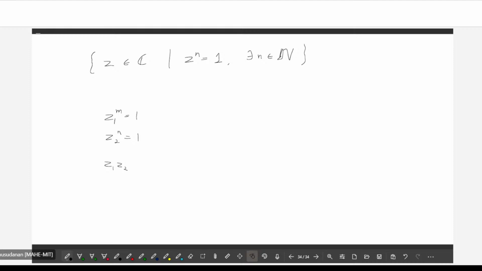It's an infinite group. Yes, because if you take a fixed n, then you get only n values. For a particular one, if I take 3, the complex cube roots of unity, there are only 3.